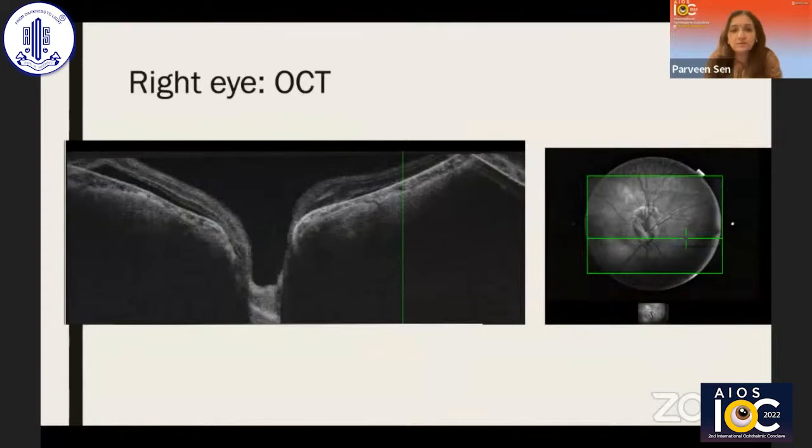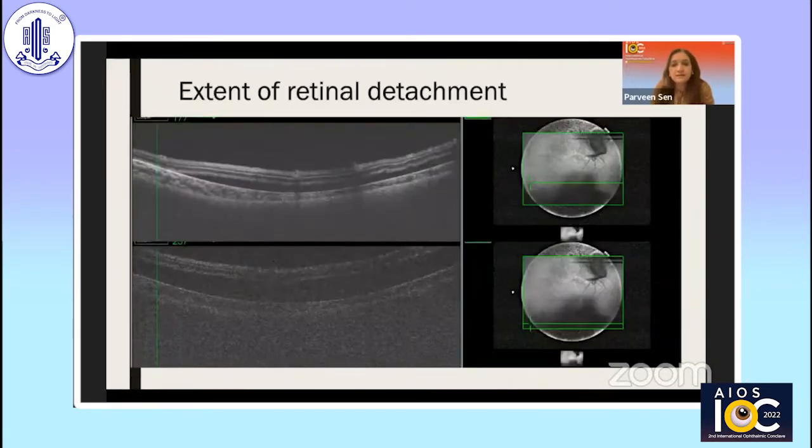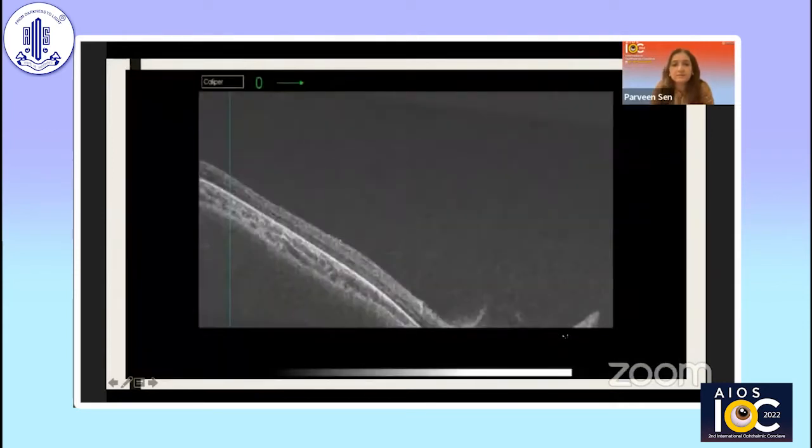disc pit. So this is the OCT of the right eye, which shows the deep pit here. In some, it's not very clear, but probably a communication was present in this area. And this is showing the extent of retinal detachment. So you can see the line is passing in the OCT. The scan is much inferior to the disc, and the retinal detachment is still present. And here up to the equator, you see subretinal fluid is still there.